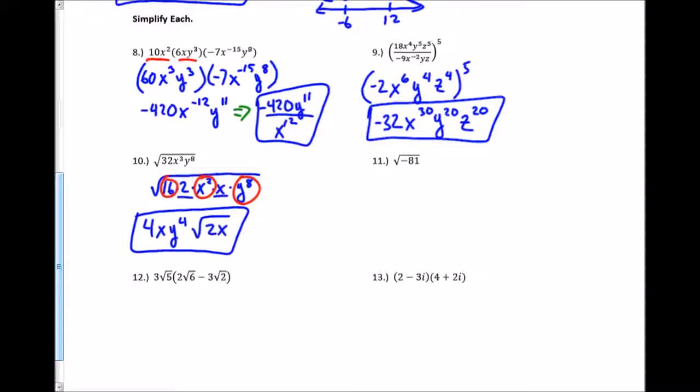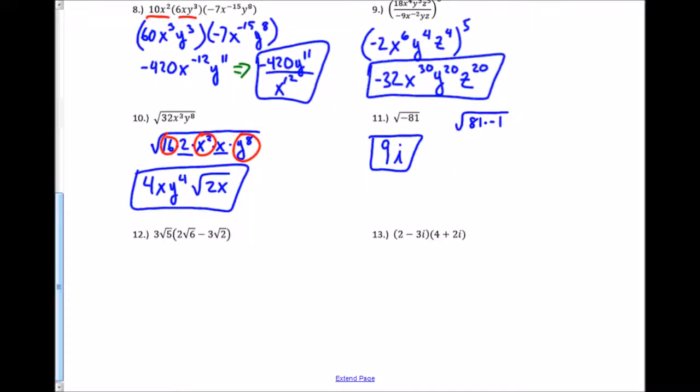For this one, the square root of negative 81. Really, the square root of a negative gives me an i. That's the definition of imaginary numbers. And then the square root of 81 is a 9. So it's just a 9i. Okay? And if you want to think of it this way, breaking it up into an 81 times a negative 1, the square root of 81 is 9. The square root of negative 1 is an i. And there's nothing left underneath there.